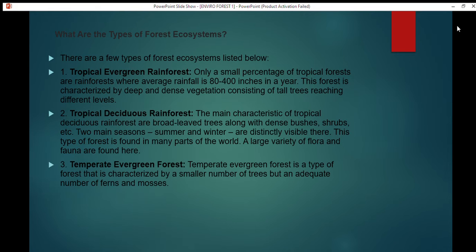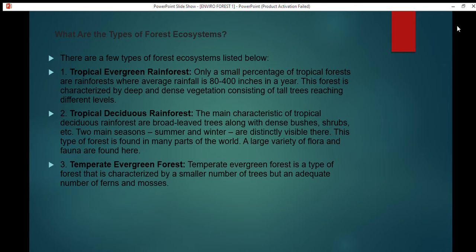Now we have the temperate evergreen forest. The temperate evergreen forest is a type of forest that is characterized by a smaller number of trees but an aggregate number of ferns and mosses.